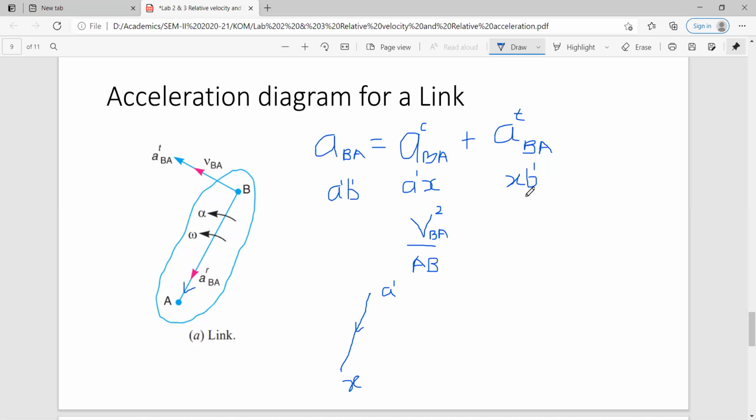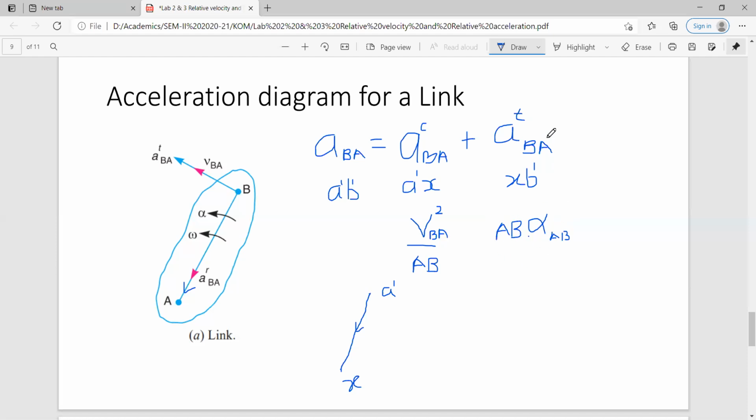Radius is nothing but the distance AB, that is the actual distance between these two points, multiplied by the angular acceleration. Angular acceleration of which link? Link AB. Angular acceleration of link AB. By this formula I will find the magnitude. What about the direction?